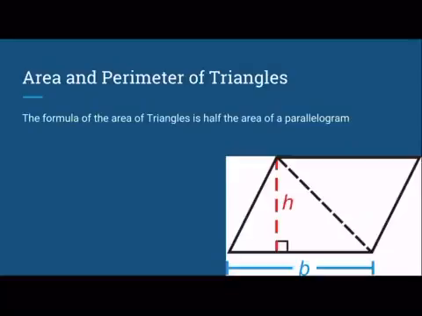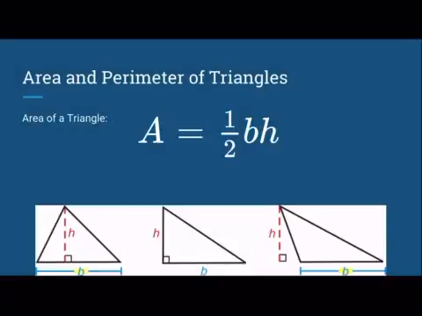So our formula for the area of a triangle is just going to be area equals 1/2 times base times height. So it's the area of a parallelogram divided by 2. It's another way of saying it.